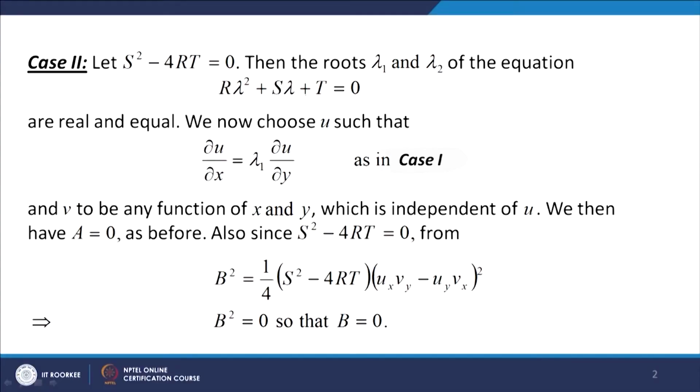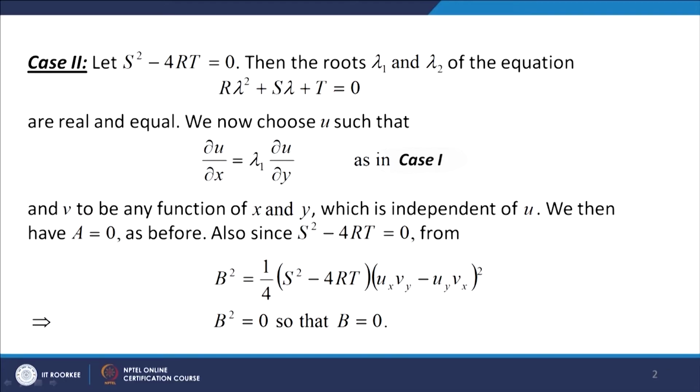We will discuss now the case 2. The first case was where s square minus 4 RT was strictly greater than 0. Now we consider the case when s square minus 4 RT is equal to 0. Then the roots lambda 1, lambda 2 of the lambda quadratic equation r lambda square plus s lambda plus t equal to 0 are real and equal.